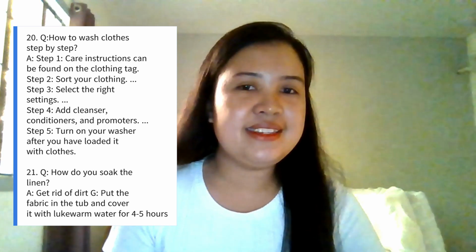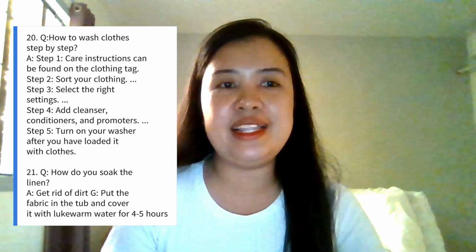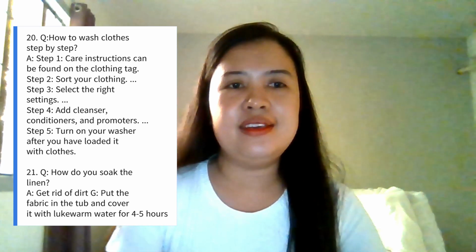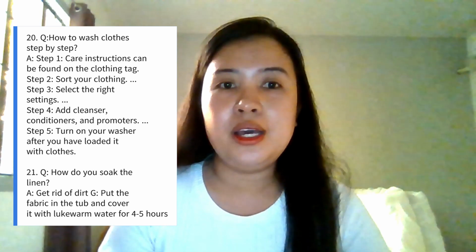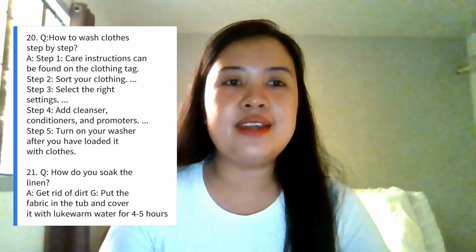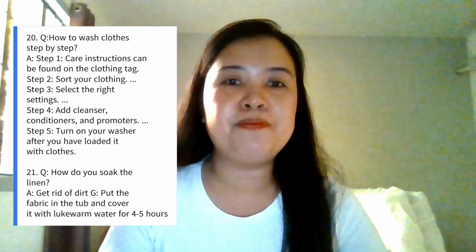And that's it. So question number 21, how do you soak the linen? So the answer to this question is, get rid of the dirt, put the fabric in the tub and cover it with lukewarm water for 4 to 5 hours. And that's it.